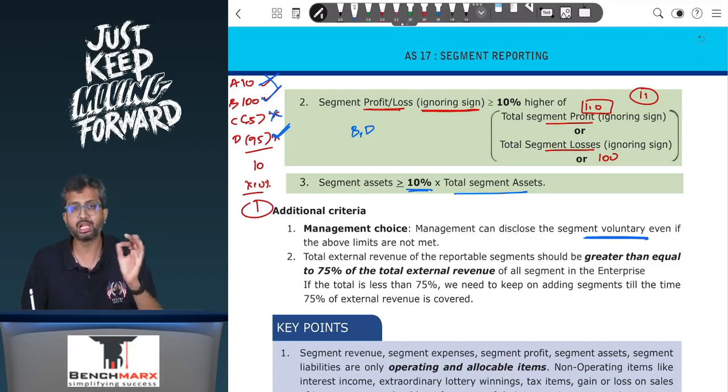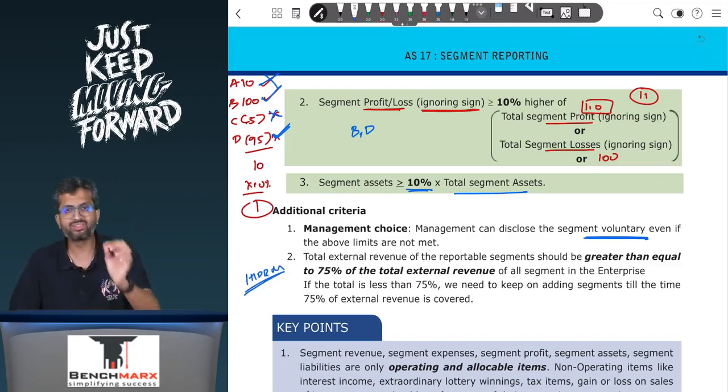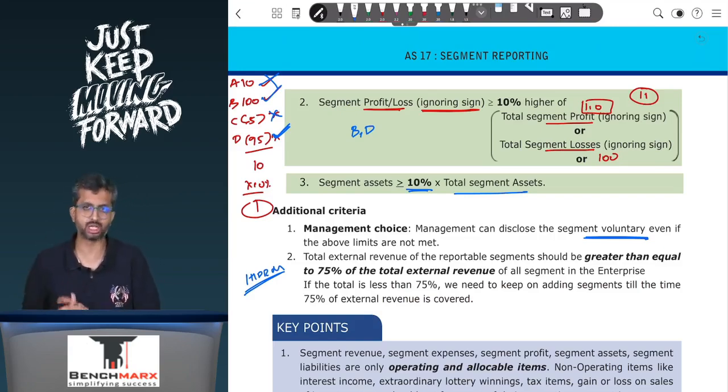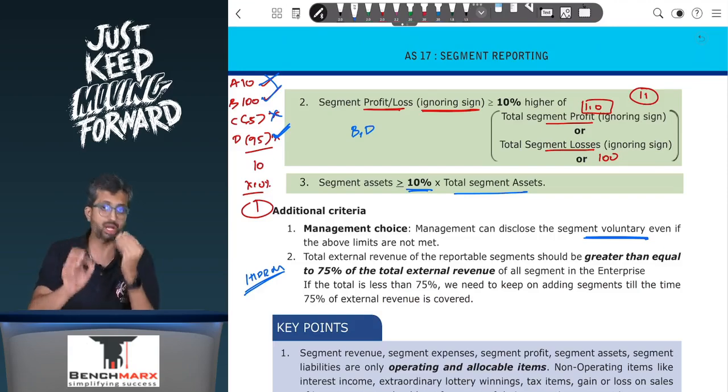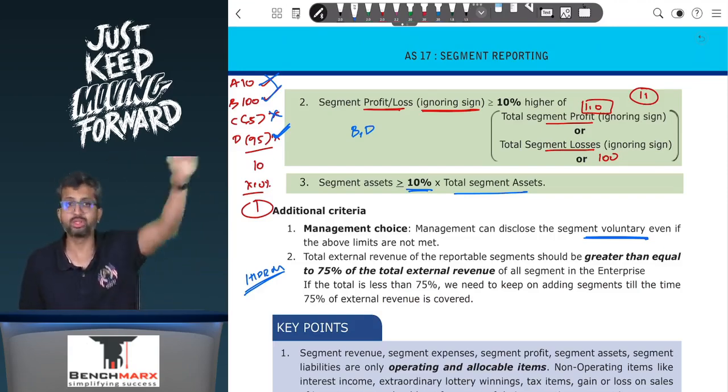And then the last, and in my opinion it's a hidden adjustment, it's very important, this is a big picture test. What is a big picture test? Your selected segments should cover at least 75% of the external revenue. So if you have selected segments B and D, then segments B and D should cover at least 75% of the external revenue, not the segment revenue in the P&L account.